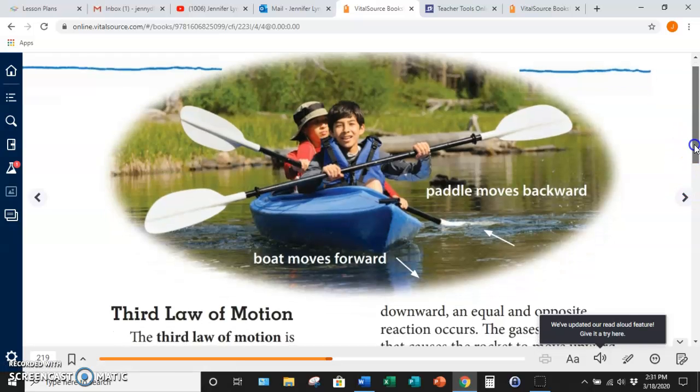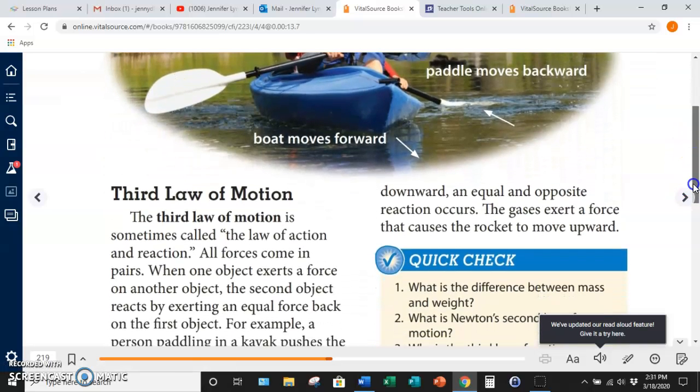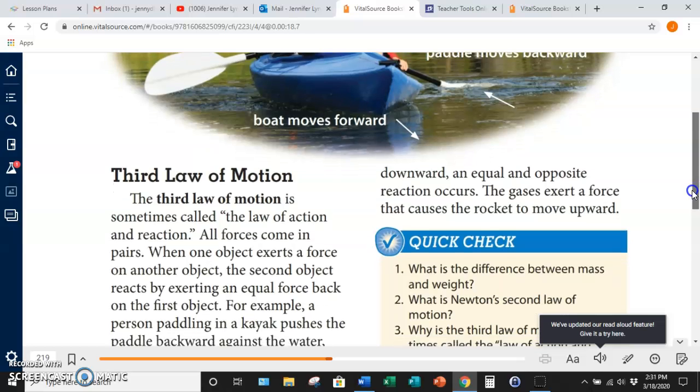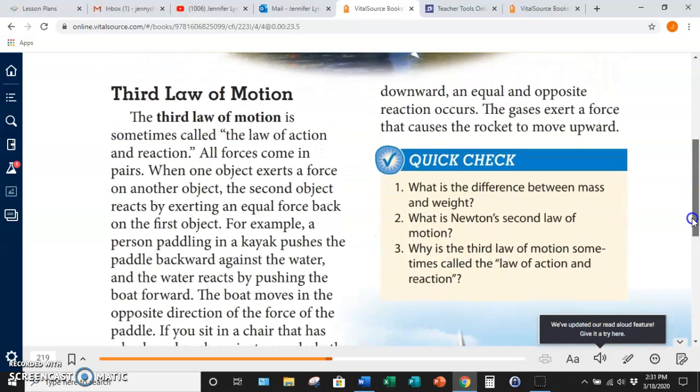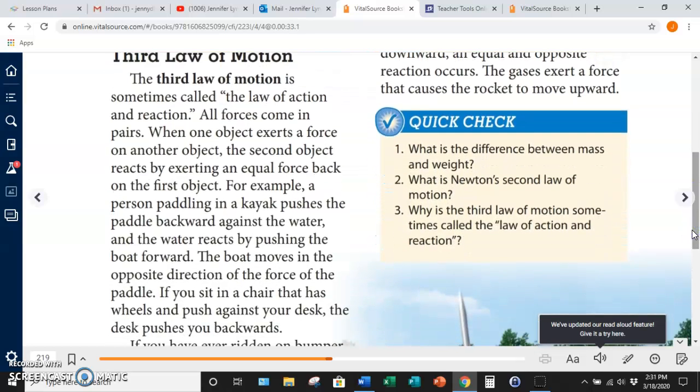All right, third law. The third law of motion is sometimes called the law of action and reaction. All forces come in pairs. When one object exerts a force on another object, the second object reacts by exerting an equal force back on the first object. For example, a person paddling in a kayak pushes the paddle backward against the water, and the water reacts by pushing the boat forward. The boat moves in the opposite direction of the force of the paddle.